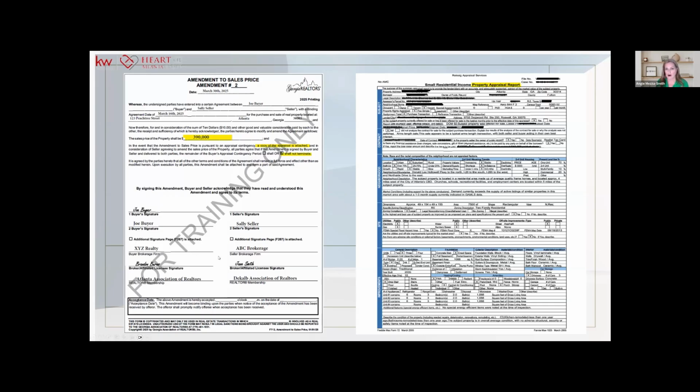Now all of the GAR amendments require this step of sending this amendment along with a copy of the appraisal, giving the seller the 3 days to try to agree or disagree, fully execute this amendment or not, and then the buyer, day 4, 5, or 6, to terminate if you do not have a fully executed amendment. Any questions before I move on?